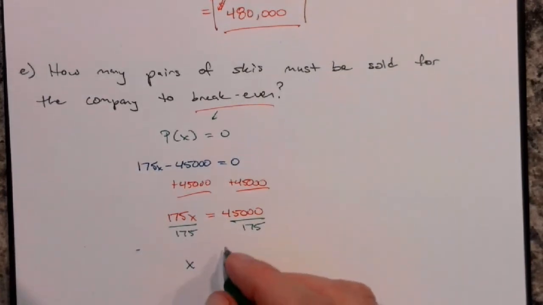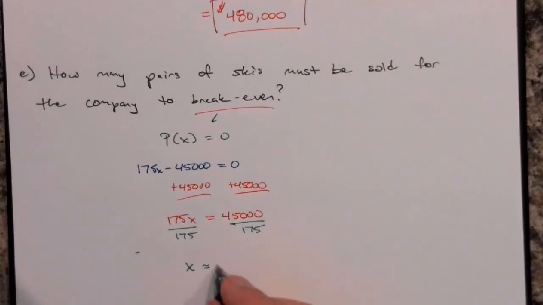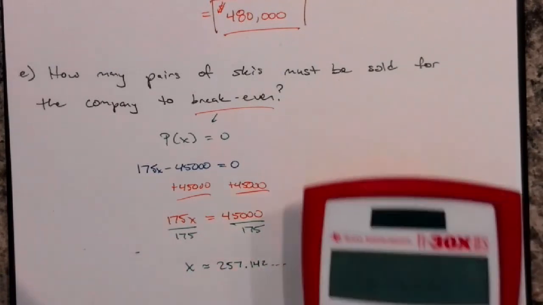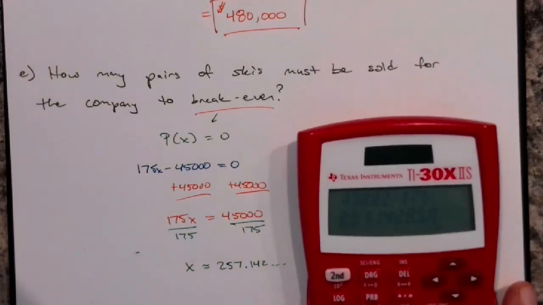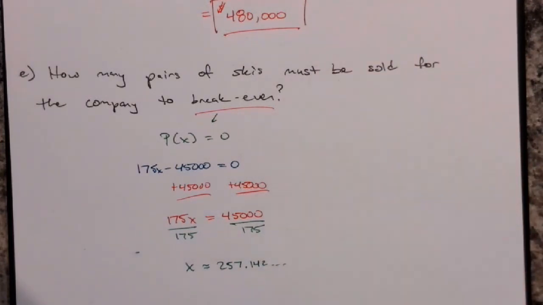When you divide this, 45,000 divided by 175, I end up with X equals, now it comes out to some sort of decimal, right? This is approximately 257.14, it keeps going, whatever. It's not repeating, it's just going on forever. So what's that tell us? Remember what you were looking for here. You were looking for what? How many pairs of skis? Well, you can't have 257.142 something pair of skis. You have to make the entire next ski.